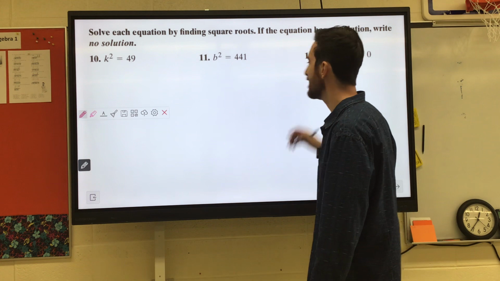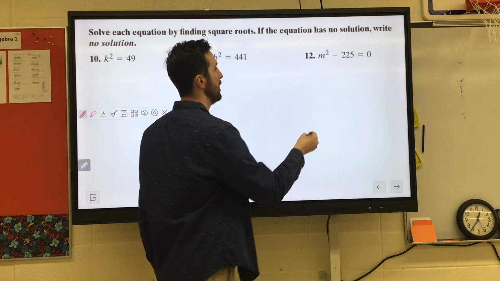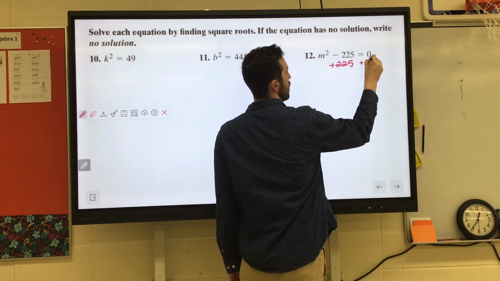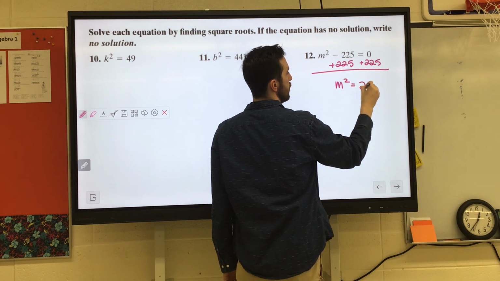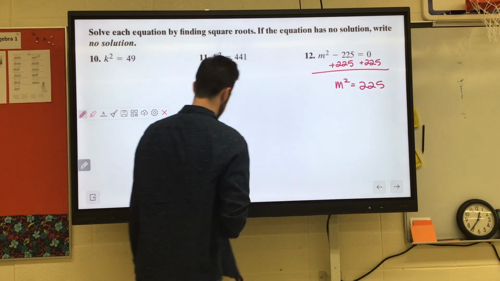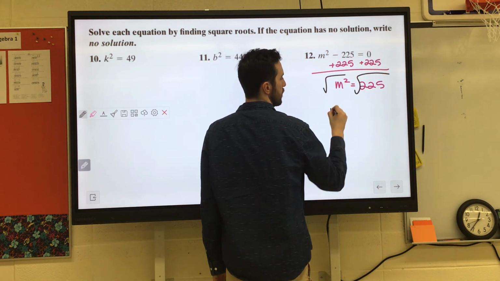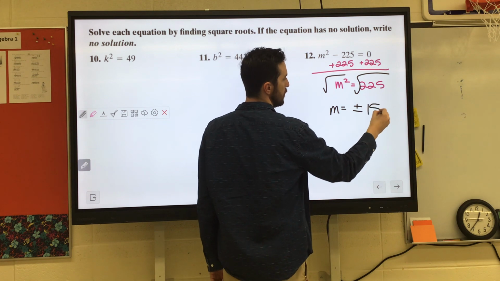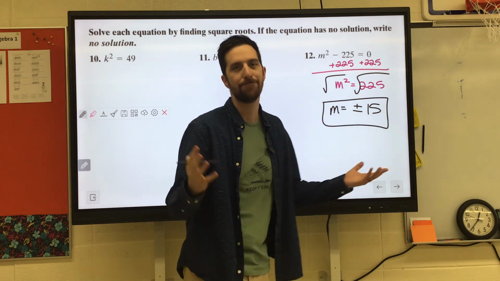We have to isolate that m squared. So first we would add the 225 to cancel out minus 225. M squared equals 225. And then we square root to cancel out the square. We say plus or minus, and the square root of 225 is 15. 15 times 15 is 225. That wasn't too bad.